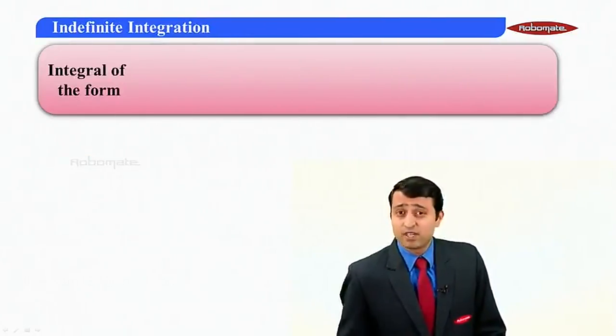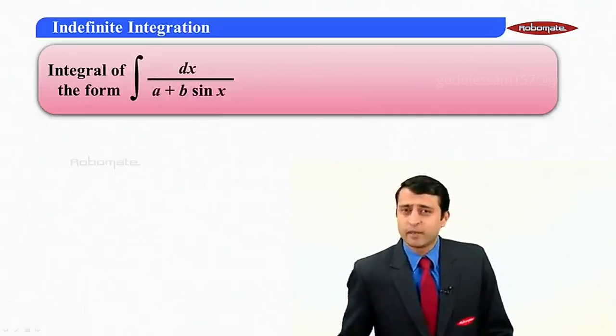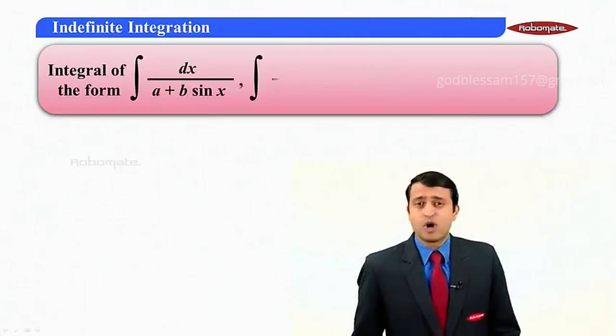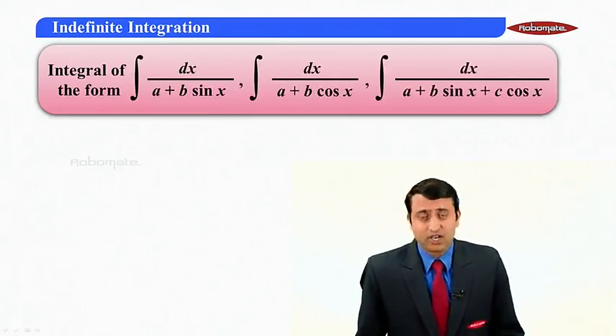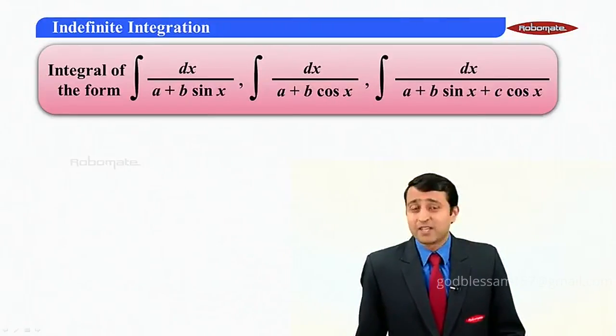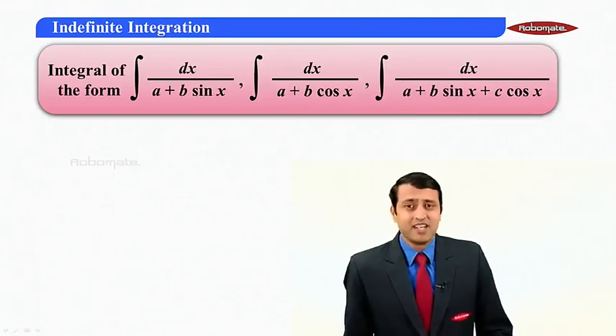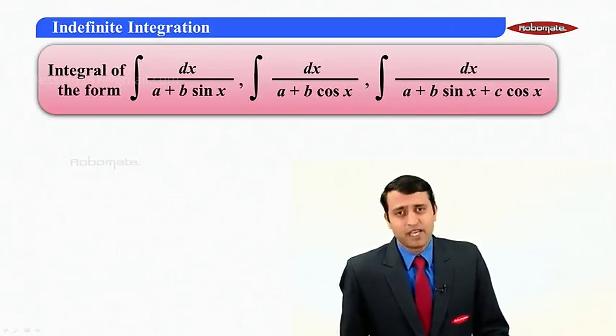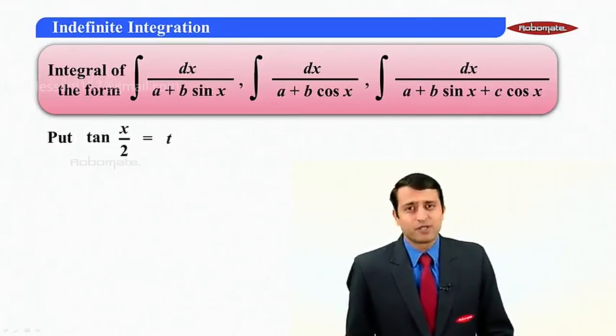We are well versed with the general forms, a quick look at them. 1 upon a plus b sin x or 1 upon a plus b cos x or 1 upon a plus b sin x plus c cos x dx. Now my dear students, you very well know the method, and any sum of this type we begin with putting tan x by 2 is equal to t.